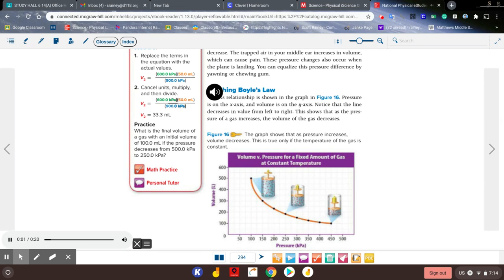Graphing Boyle's Law. This relationship is shown in the graph in Figure 16. Pressure is on the x-axis, and volume is on the y-axis. Notice that the line decreases in value from left to right. This shows that as the pressure of a gas increases, the volume of the gas decreases.